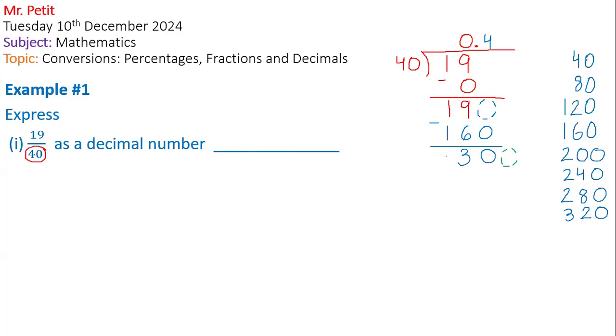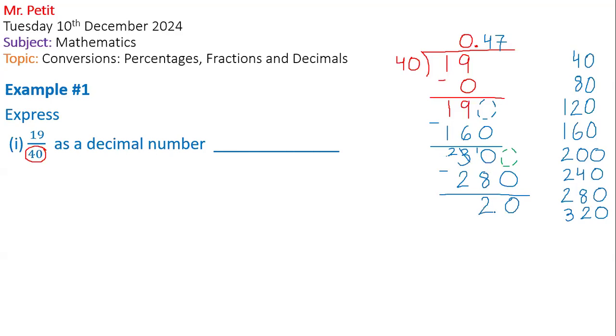So this is 1, 2, 3, 4, 5, 6, 7. So 40 times 7 is what? 280. Very good. So 300 minus 280. 0 minus 0 is going to be 0. 2 minus, well, we borrow, this becomes 10. 10 minus 8 is going to be what?